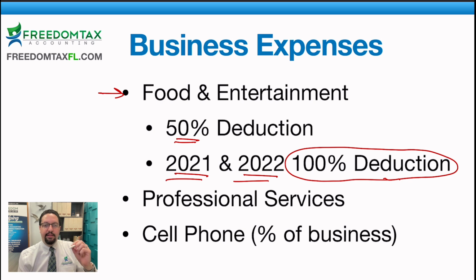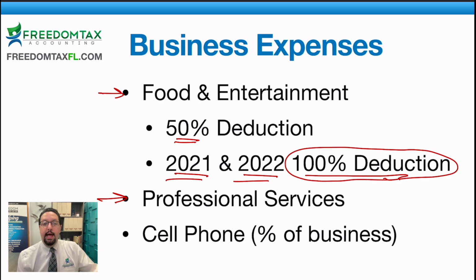Okay, but that's only for those 2 tax years, and that's something that the government did in order to stimulate the restaurant industry due to COVID, because the restaurant industry was one of the hardest hit during COVID. So in order to stimulate the restaurant industry, they're allowing 100% deduction on business meals for year 2021 and 2022.